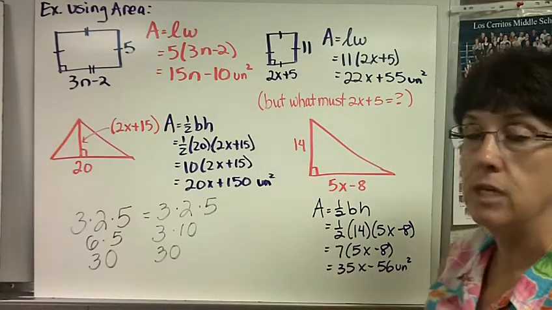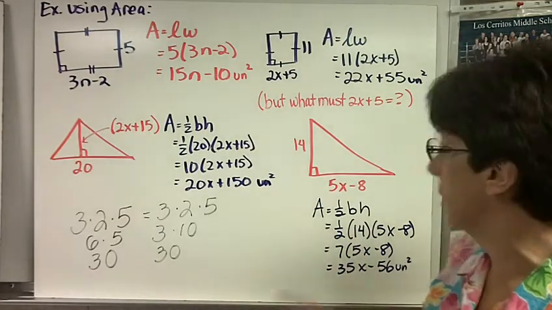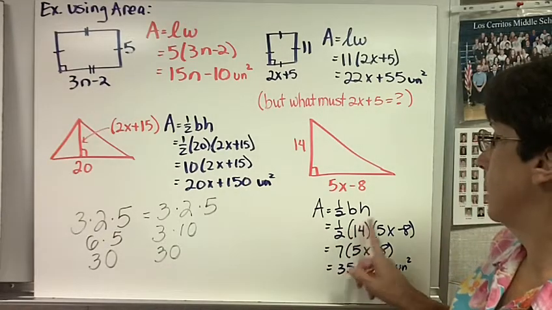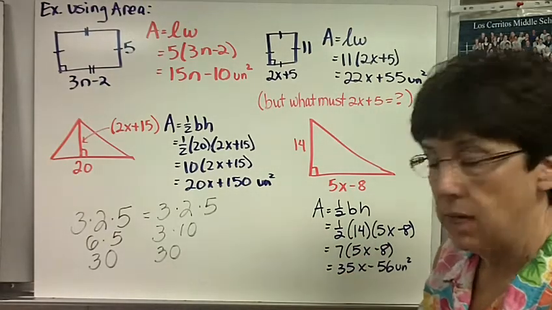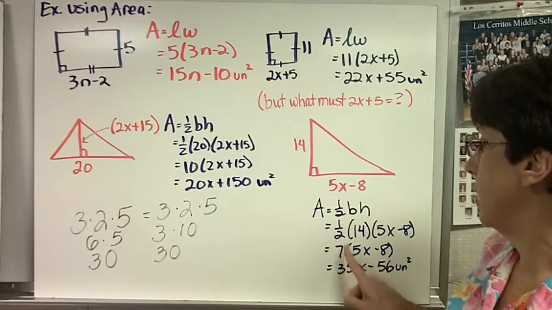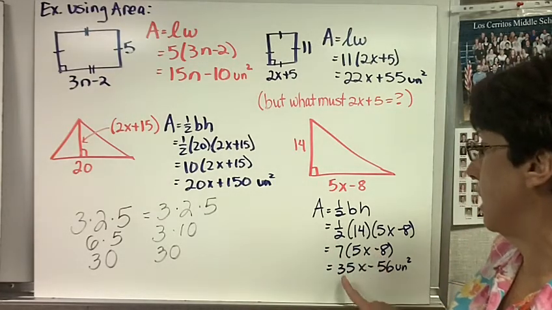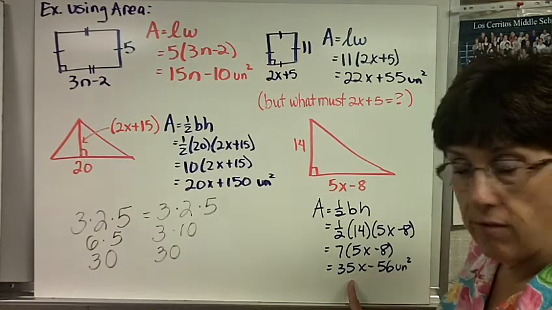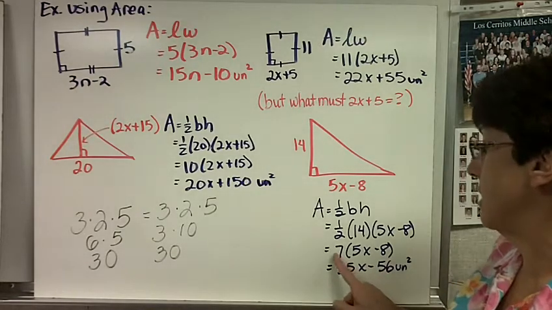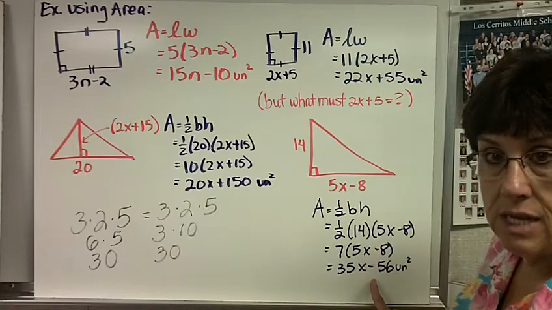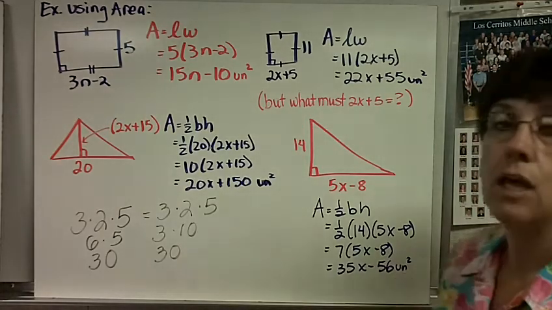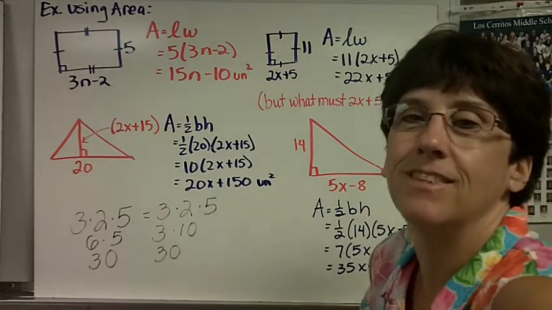I'm plugging in my 14, so I can take half of 14 pretty easily. 1/2 times 14 times the quantity 5x minus 8. Half of 14 is 7. 7 times the quantity 5x minus 8 gives us 35x minus 56, because 7 times negative 8 is negative 56. Once again, units squared. That's it.